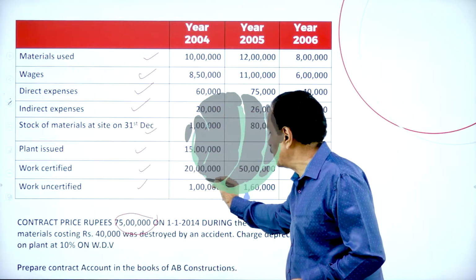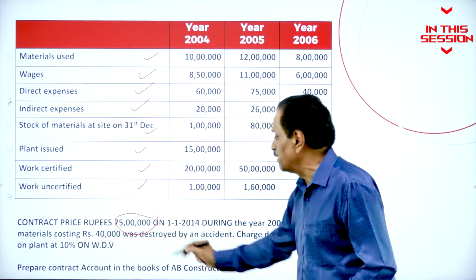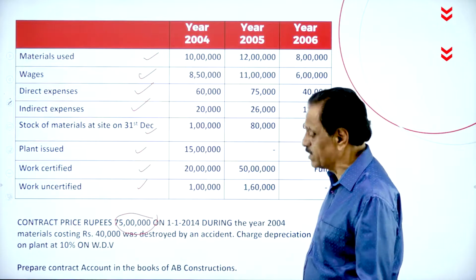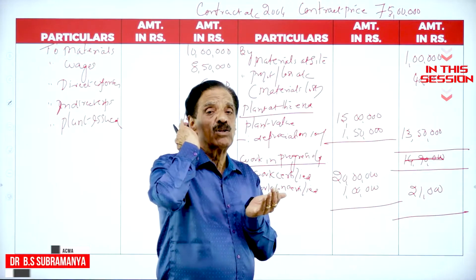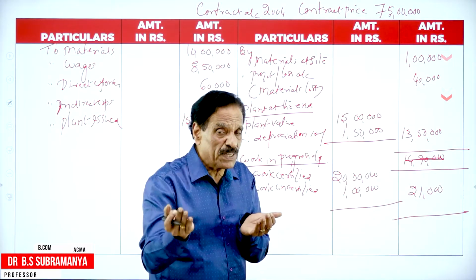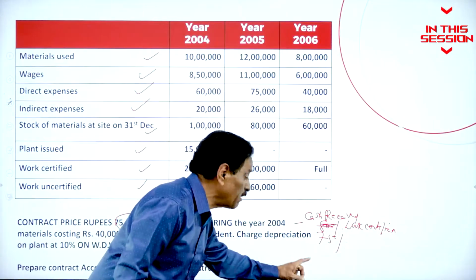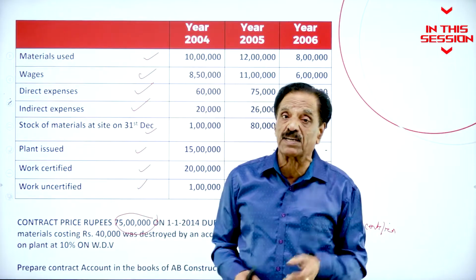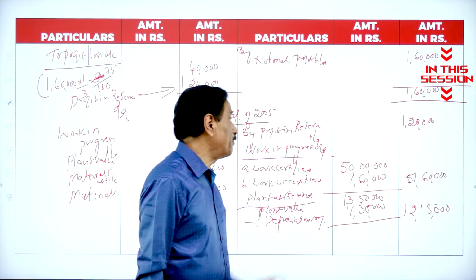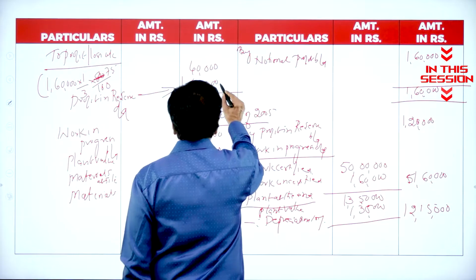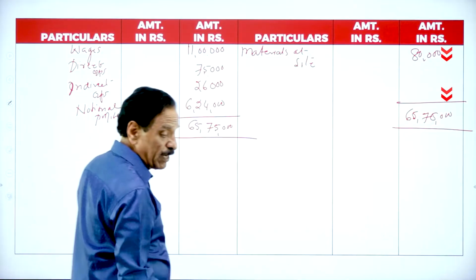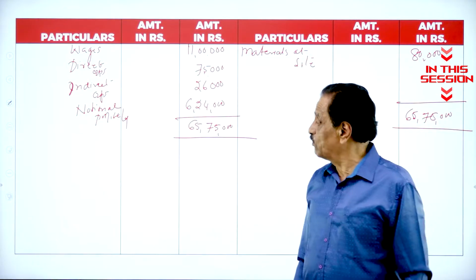Work certified is 20 lakh, 1 lakh. There was a material costing 40,000 was destroyed. What is your formula? Notional profit into 1 by 3 into cash received divided by work certified. Cash received 75% of work certified. Uncertified is 1 lakh, totally 51. This is the profit in reserve carried down from the last year. So difference will come 6,24,000.